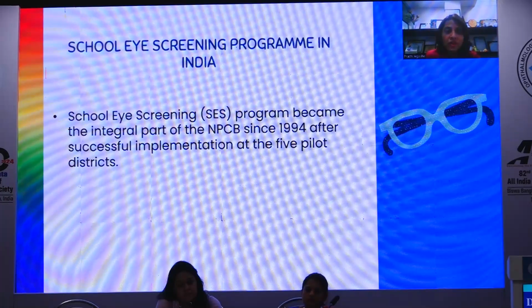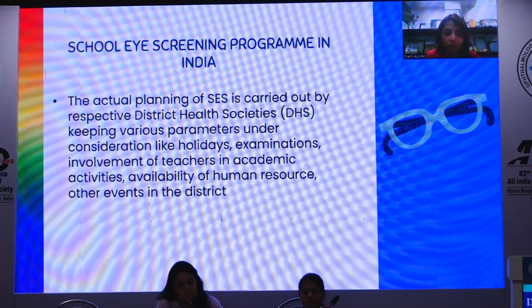The school eye screening program has become an integral part of NPCB since 1994. It was initiated after successful implementation of a pilot program in 5 districts, which was again a school teacher training program. The actual planning of the school eye screening is done by the respective district health societies. They look at various parameters like holidays, examination, involvement of teachers, availability of human resource when they do the planning on a large scale.